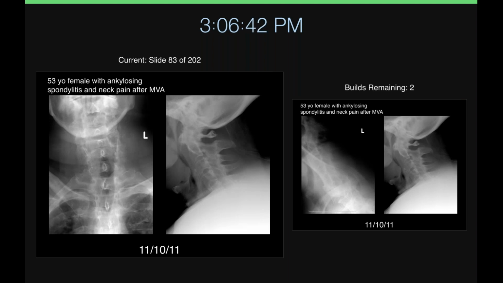23-year-old female with ankylosing spondylitis and neck pain after MVA. Okay, there is. I'm not sure if I see it. Is that a fracture or there's some lucency in this C2? You can see a lot of fusion here. Yeah. It's like probably some anterior soft tissue thickening there.